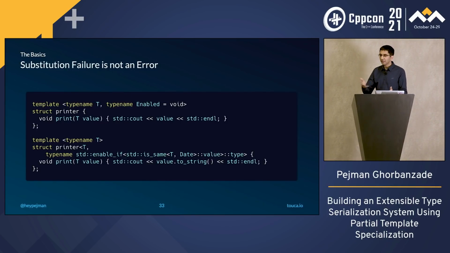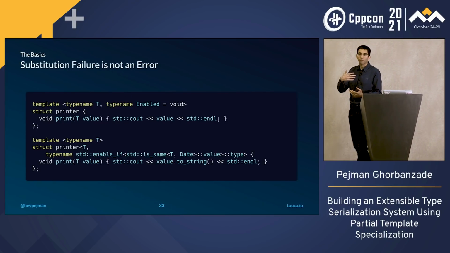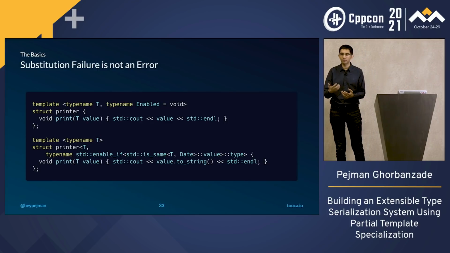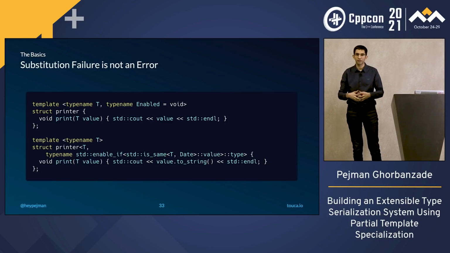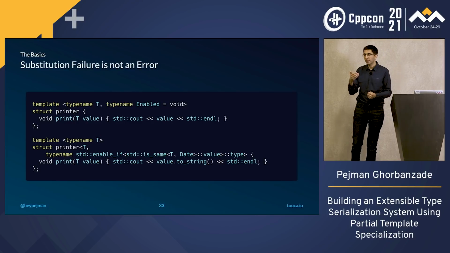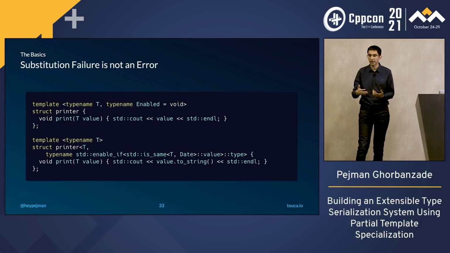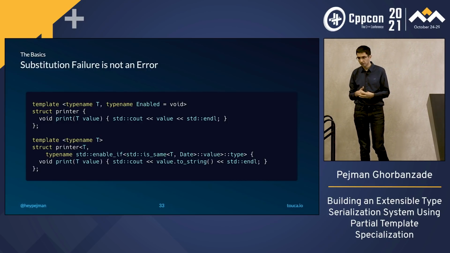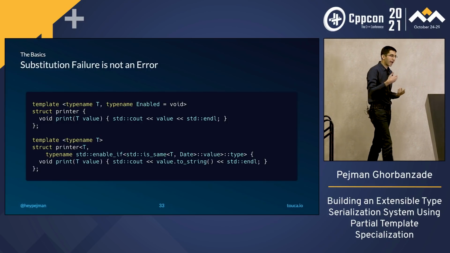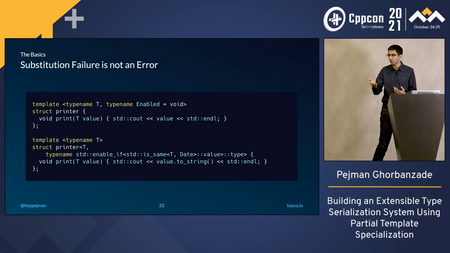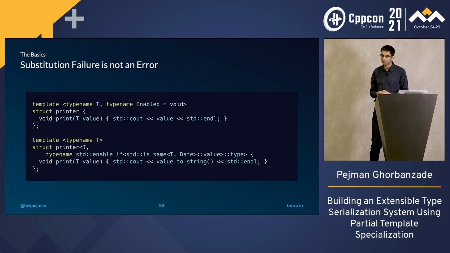Here is basically the same thing that we achieved with function template specialization through using enable_if, where we are basically asking our users to define this second specialization and say, if you are passing me date, then I'm going to do this instead.